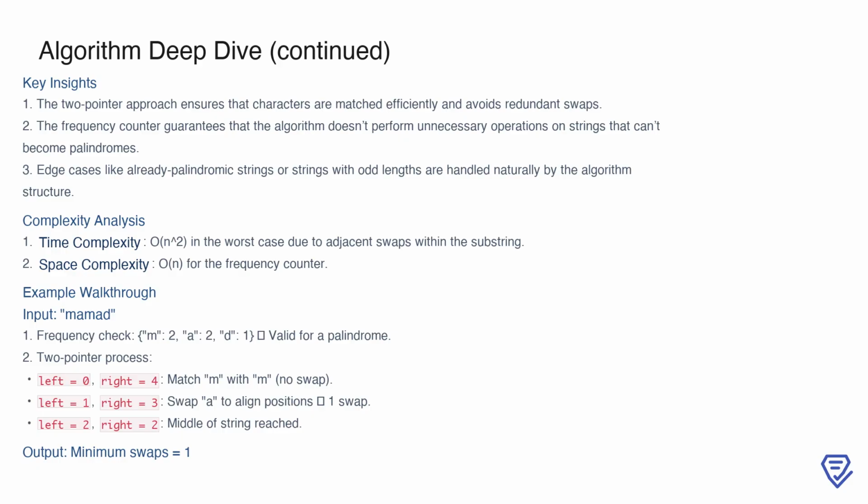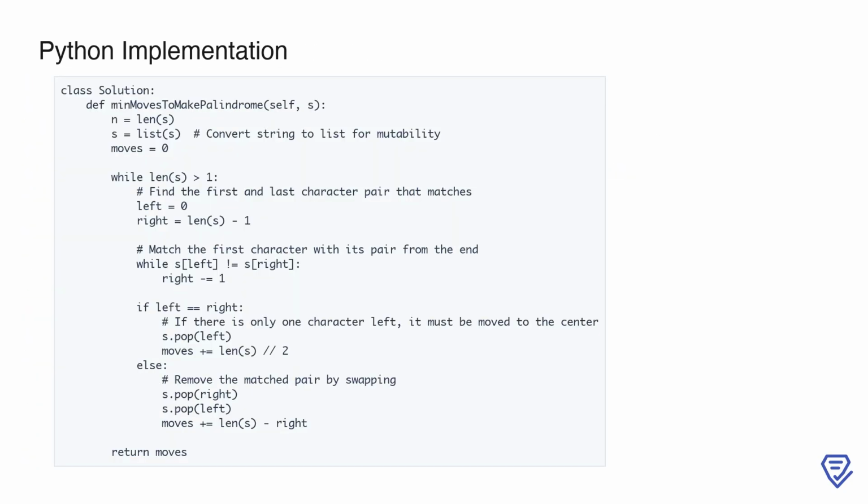To illustrate, consider the example input mammoth. The frequency counter shows that the string is valid for a palindrome, as the counts are m2, a2, d1. Using the two-pointer approach, we first match m at both ends without swaps. Then, we swap it to align positions, requiring just one swap. Finally, the middle of the string is reached, and no further action is needed. The minimum swaps required for this transformation is 1. The solution efficiently transforms a given string into a palindrome by counting the minimum number of adjacent swaps needed.